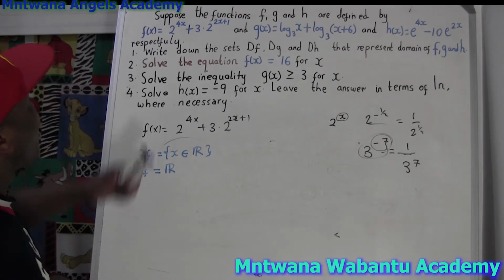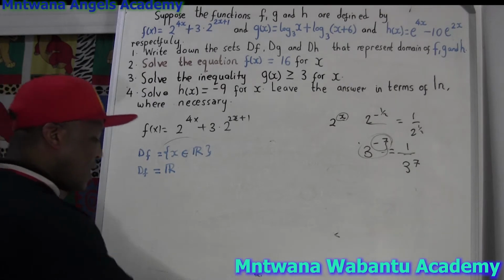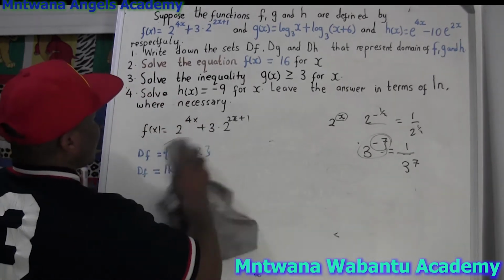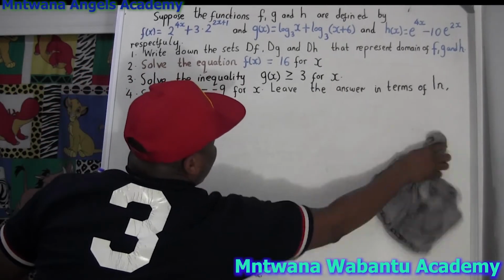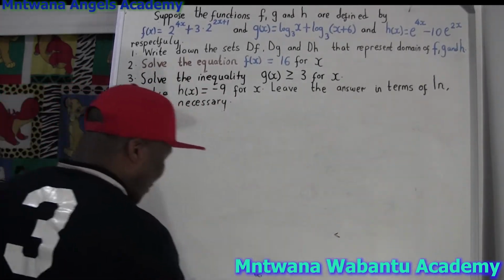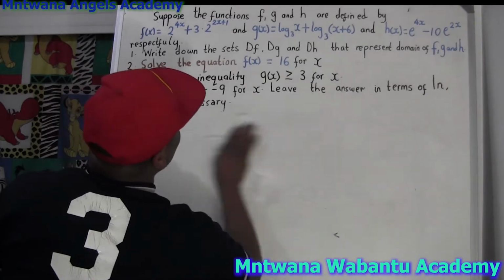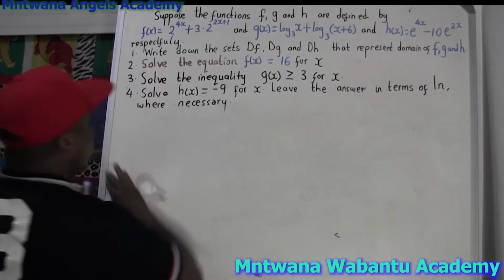Okay, now let's go for logarithm. The one I did before was rational. For exponential, any number works. Now, what about logarithm? How do I get the domain? Which number works and which does not work?